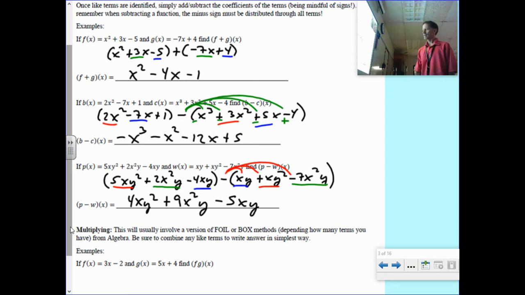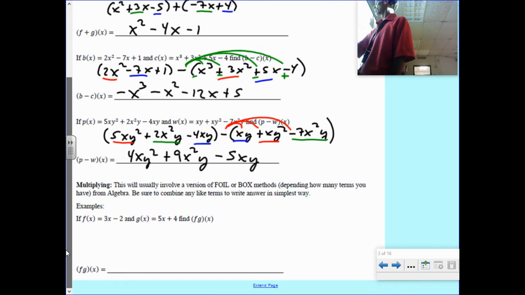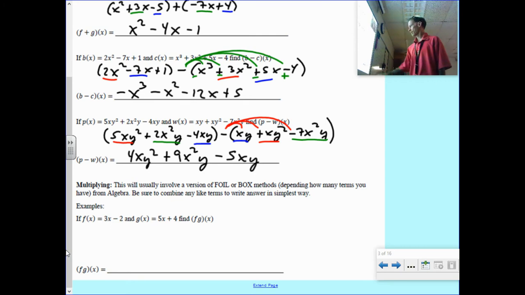Okay? So that's adding, subtracting. Again, just watch the signs, combine like terms, and get your coefficients correct.